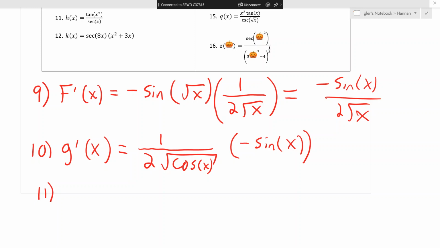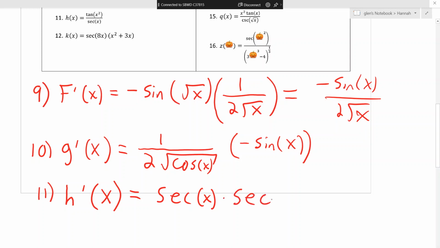All right. So, number 11 is the quotient rule, because it's a big old fraction. And the quotient rule says, write the denominator, derive the numerator. But the numerator is a function in a function, so that's the chain rule. So, we're going to derive tangent first. That's going to be secant squared, and the inside stays the same. Okay? And then we're going to multiply that by the derivative of what was inside of that, which is that 2x.